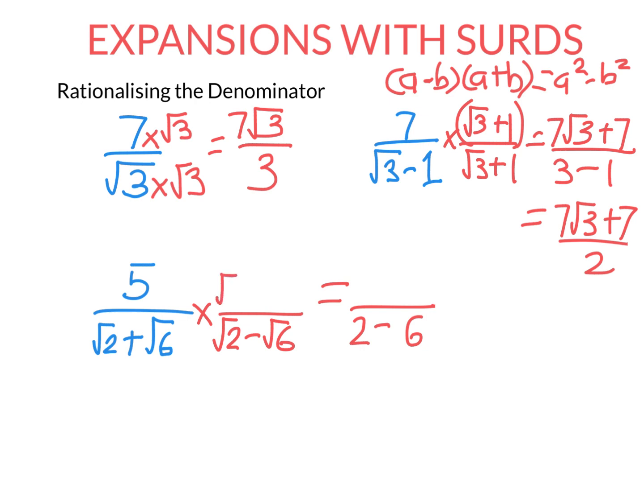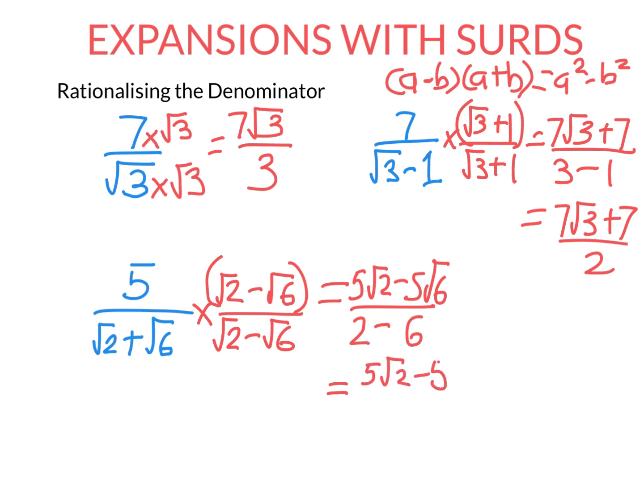Once again, what you do to the bottom, you must also do to the top. Essentially, I'm timesing this fraction by 1, which means I'm not changing its value. So I have to times 5 by everything. So I have to times 5 by root 2 and 5 by root 6. Okay, and of course the bottom 2 minus 6 is just negative 4. So it's 5 root 2 minus 5 root 6 over negative 4.